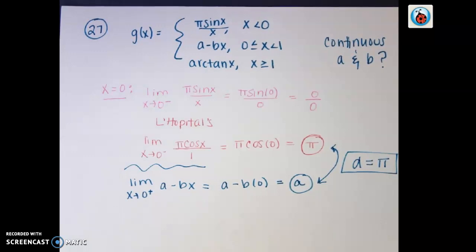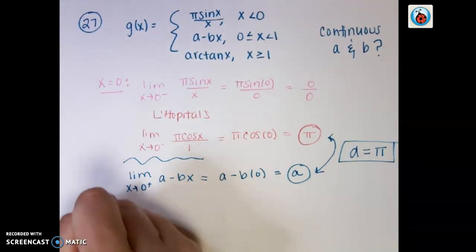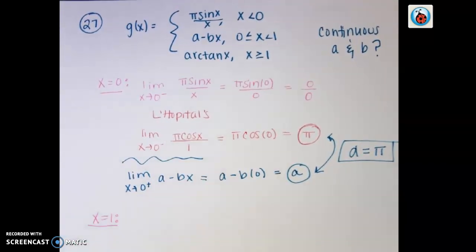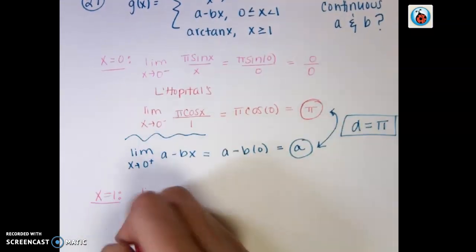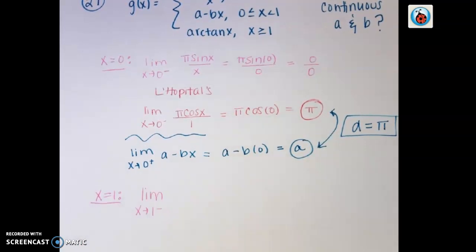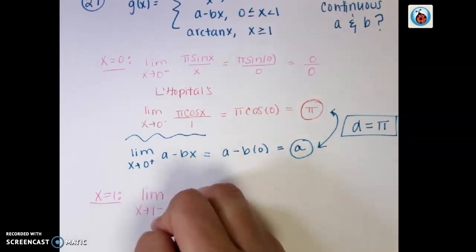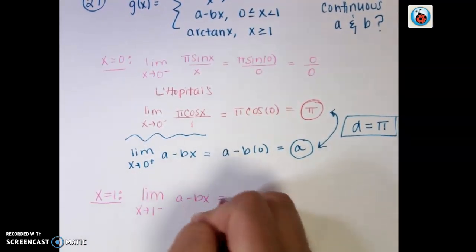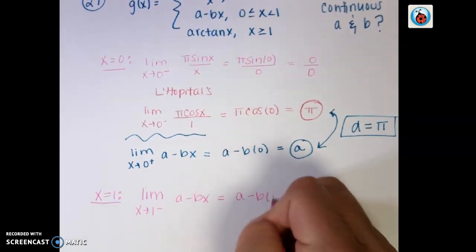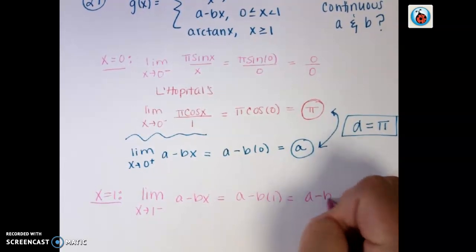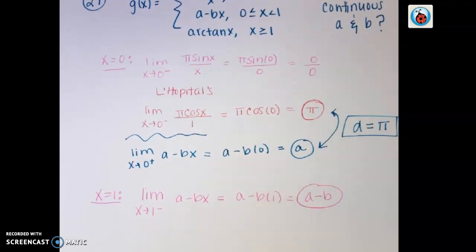Okay, so we still have to find b. Now we're going to worry about x equals 1, because that's the other place where the graph changes. So if we do the left-sided limit at 1, we're going to use the middle equation, and we're going to plug in 1 for x. So it's going to be a minus b.